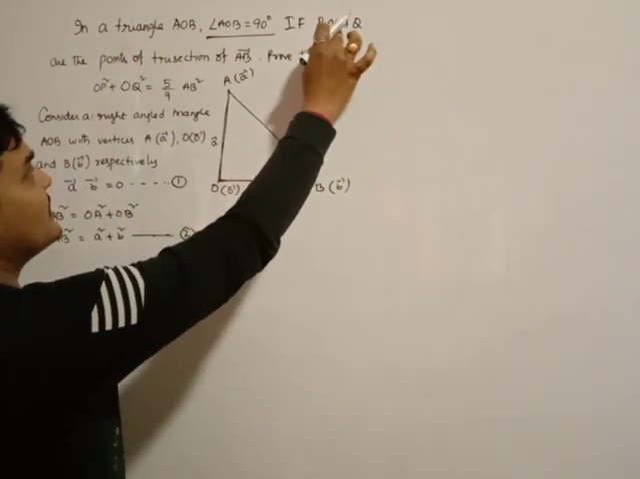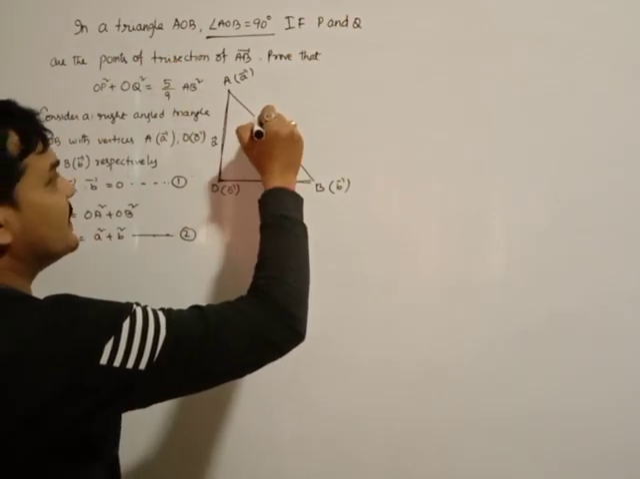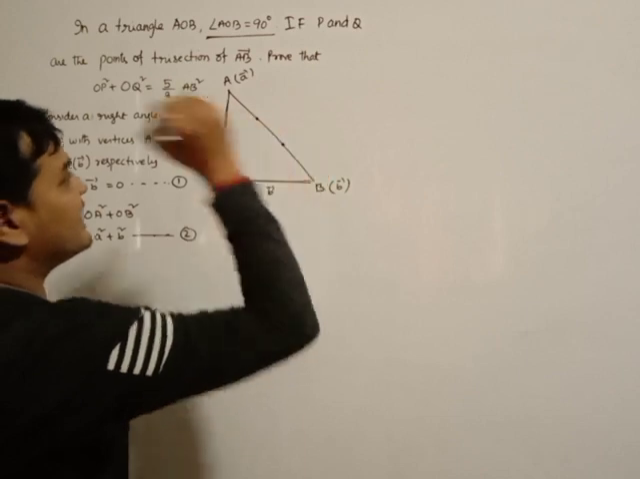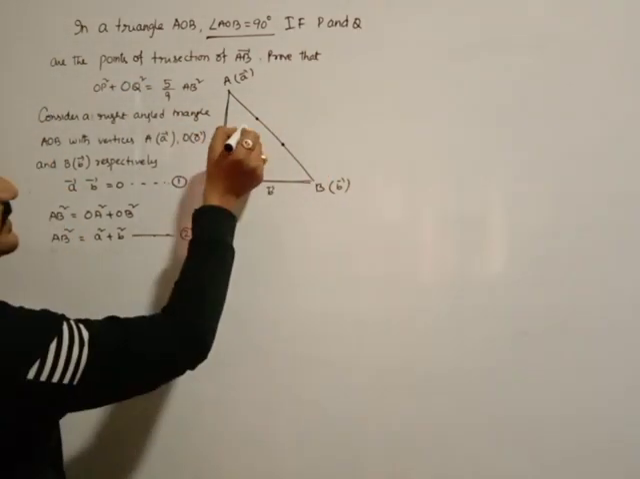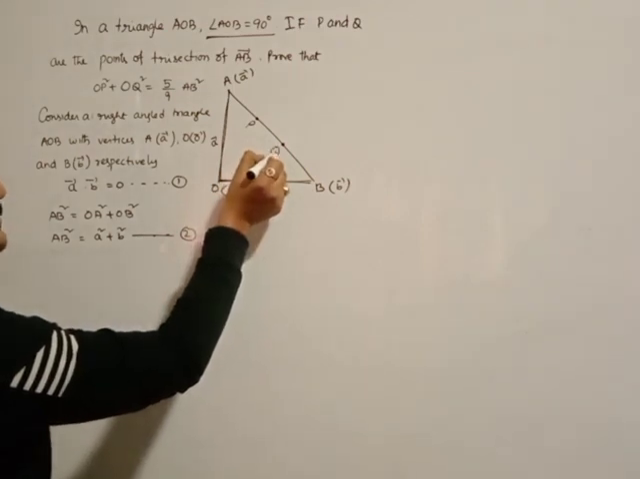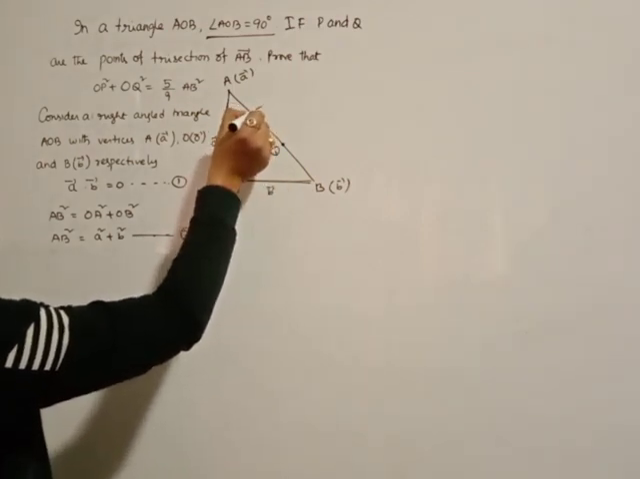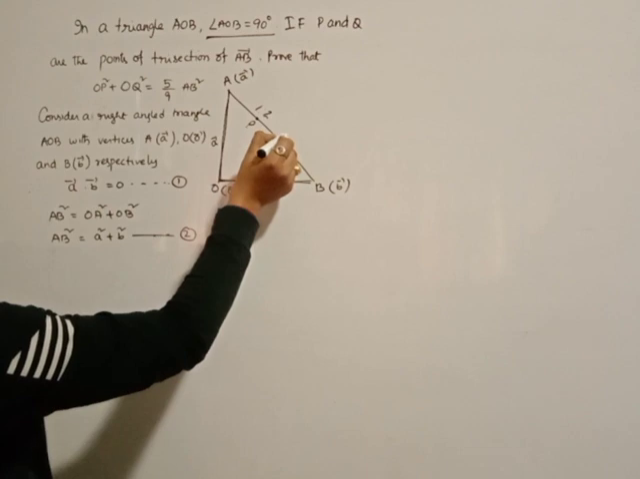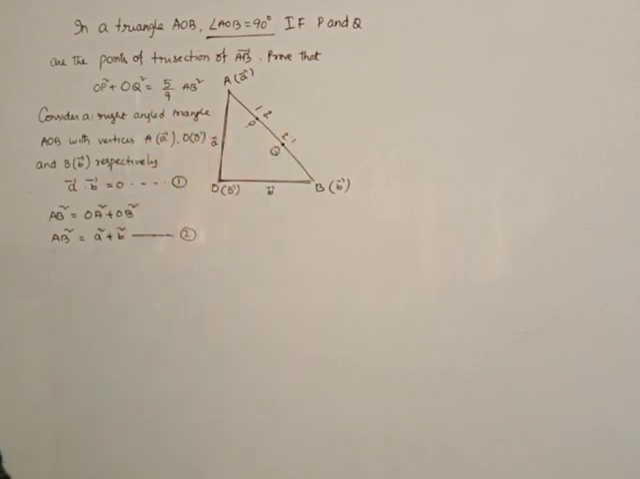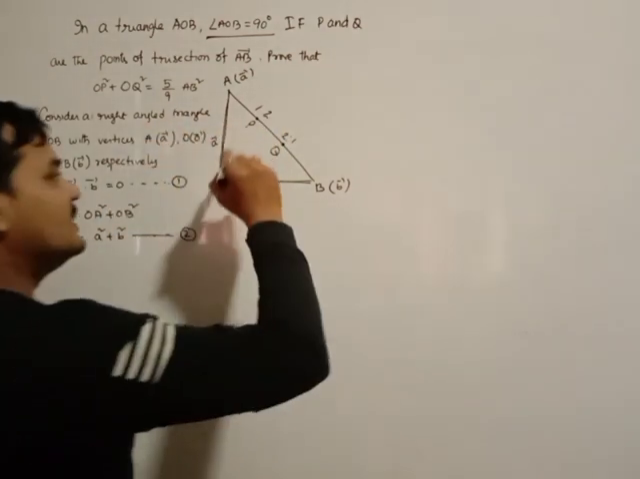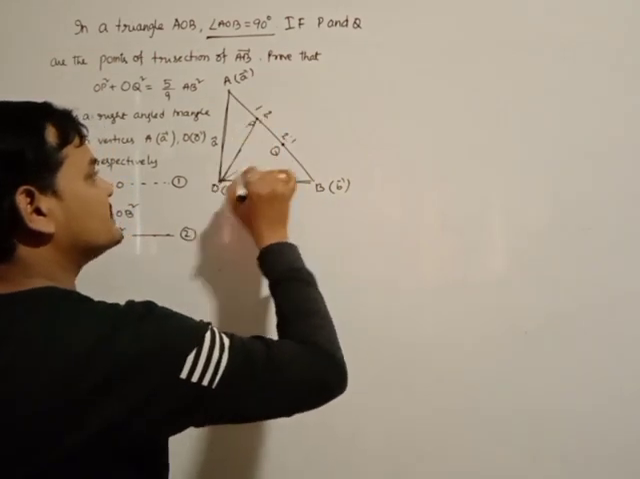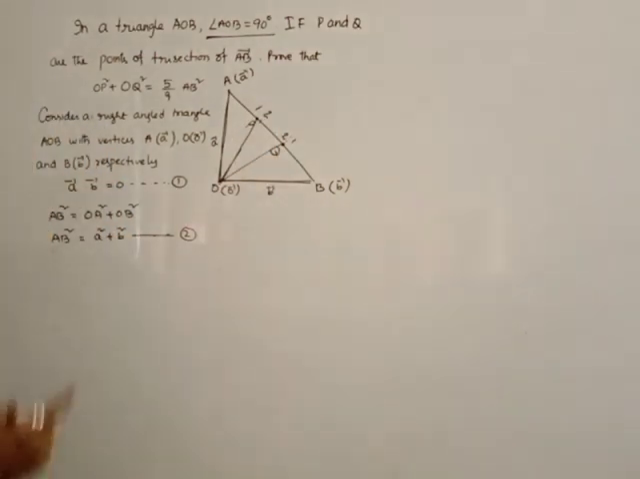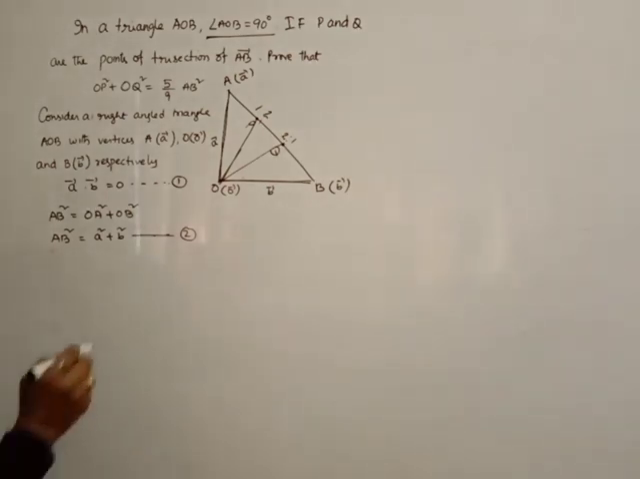P comma Q are the points of trisection, meaning the points which divide the line into three equal parts are called the trisection points. So this is the point P and this is the point Q. The point P divides in the ratio 1:2 and Q divides in the ratio 2:1, because they are the trisection points. Now we need to show OP square plus OQ square is equal to 5 by 9 into AB square. I need to put first.